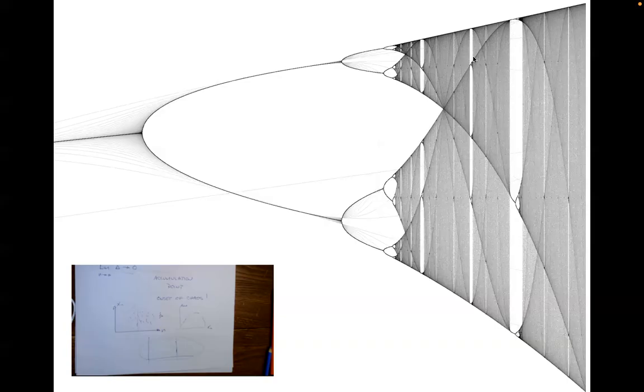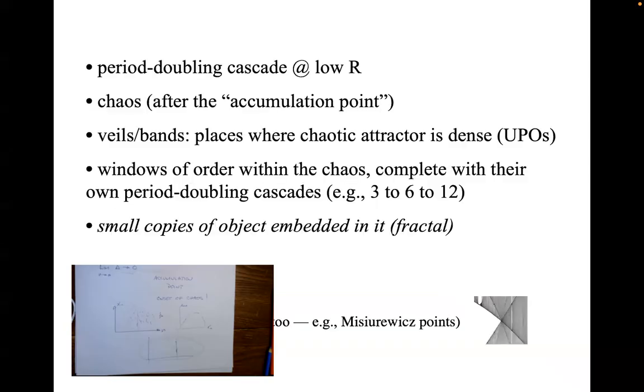And they have a formal name. They're almost periodic orbits, but not quite. They are what are called unstable periodic orbits. And we'll talk about them a lot. They're really cool, and they happen to be part of the structure of any chaotic attractor. So that's what these veils and bands are.